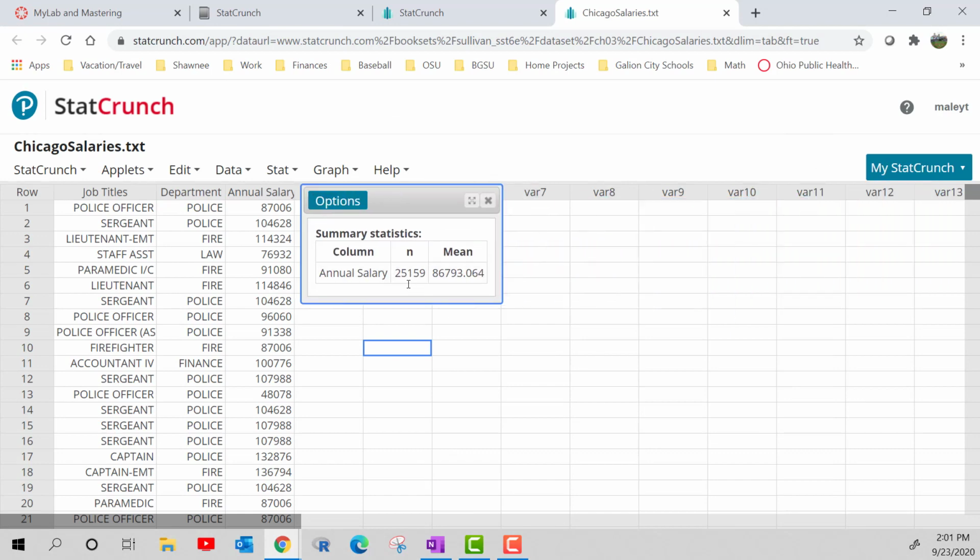So that tells me we have 25,159 people in this data set, right? That's a lot of people. I would not want to do that by hand. And then it tells me the average salary here, which is 86,793, right?